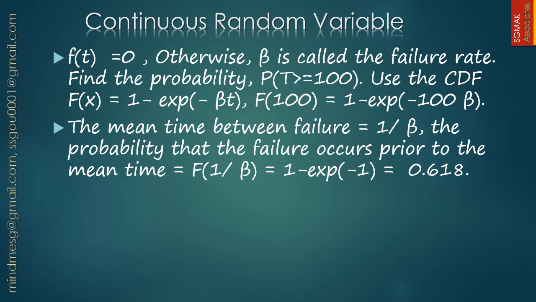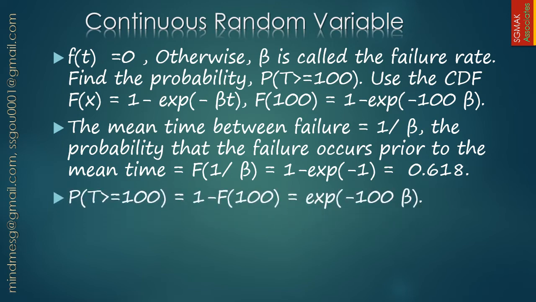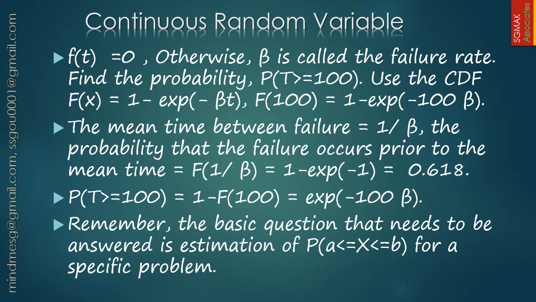That means whatever the mean time for the electronic component is, if the time to failure follows this exponential distribution, then the probability of a failure prior to the mean time is always about 62%. Again, let me emphasize that the basic question that needs to be answered is: what is the probability a random variable takes values between A and B for a specific problem?